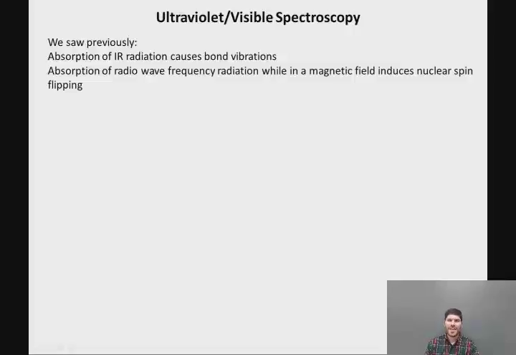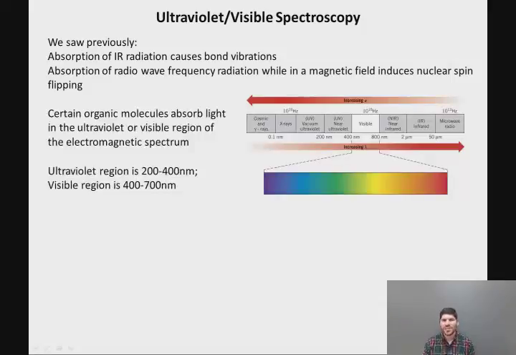We now consider the final form of spectroscopy, which is ultraviolet visible spectroscopy. Earlier in this unit, we have seen that absorption of infrared radiation causes bonds to vibrate, and absorption of radio frequency radiation causes nuclear spins to flip when the molecule is in a magnetic field, which is of course the basis for NMR spectroscopy. Now, certain organic molecules will absorb light in the ultraviolet or visible region of the electromagnetic spectrum.